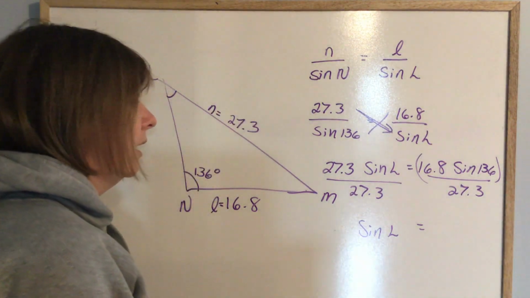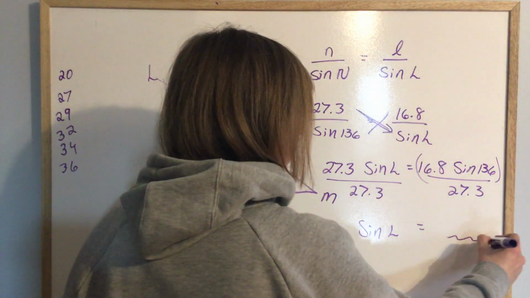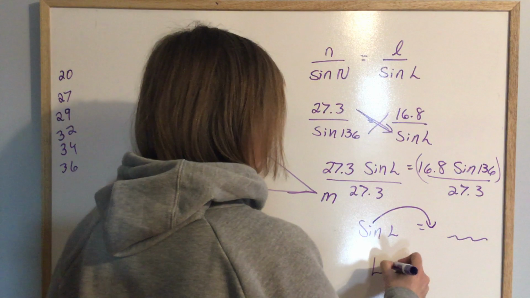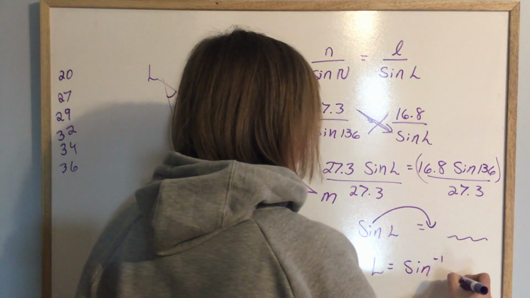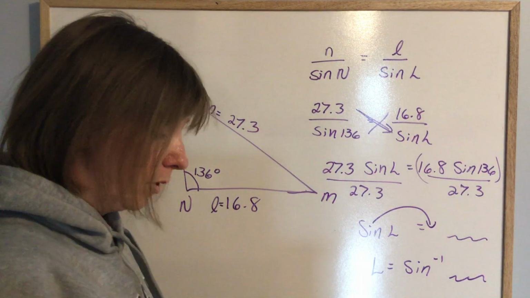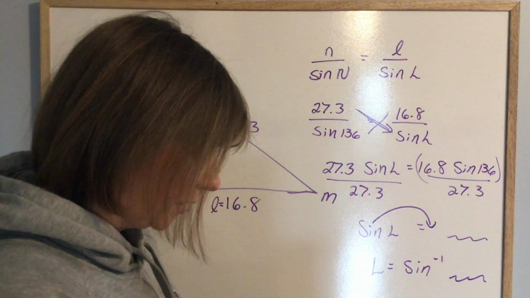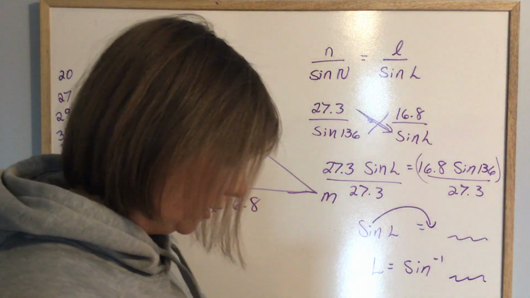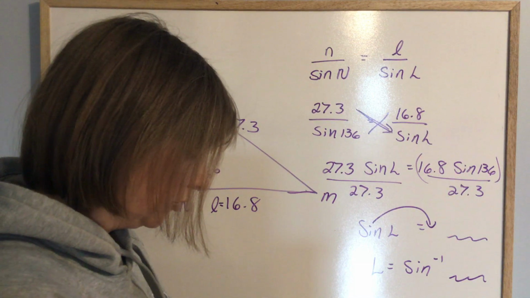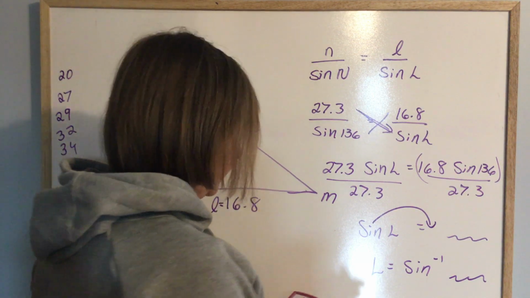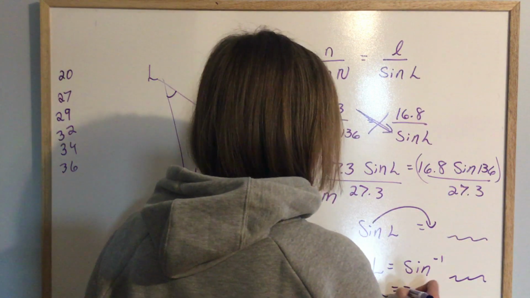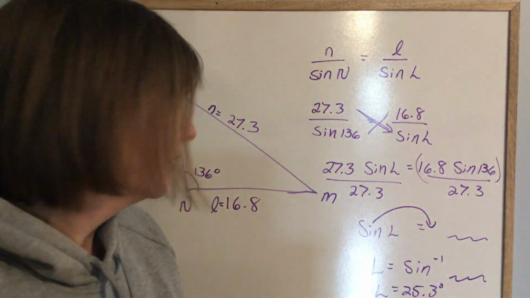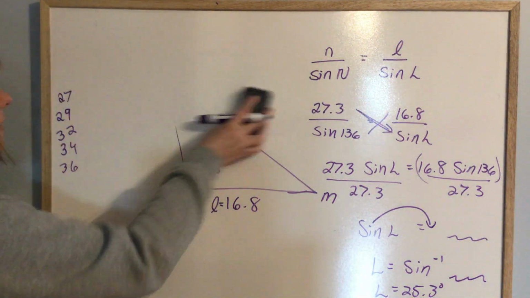All right. Once you get whatever that is, and I'm going to just put it all in my calculator at once, I'm going to move this sine over here. So it's going to be arc sine of whatever that was. So I'm just going to put it in my calculator. 16.8 times sine of 136 divided by 27.3, and then shift sine of my answer. I get 25.3 degrees because it's an angle. So that's number 20. 27.